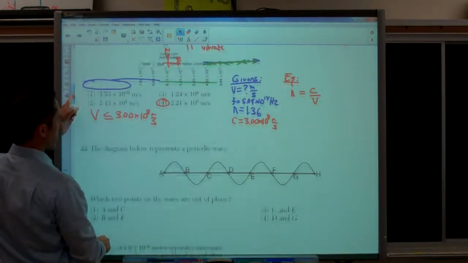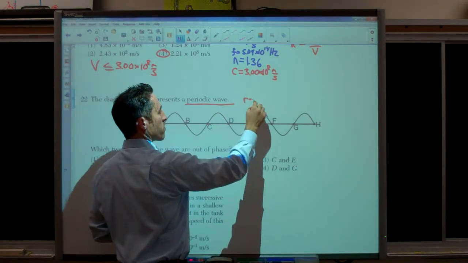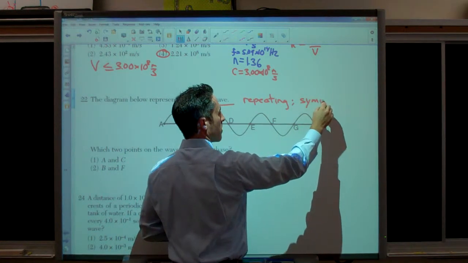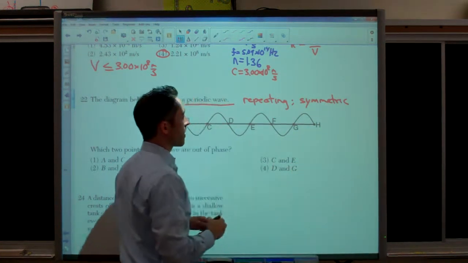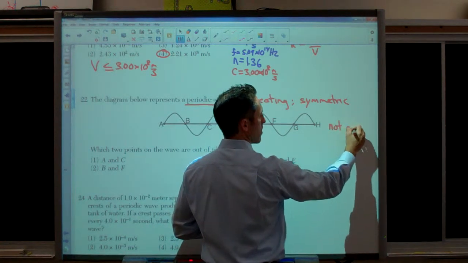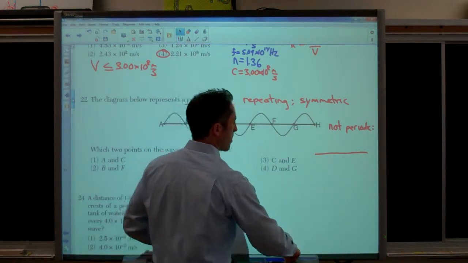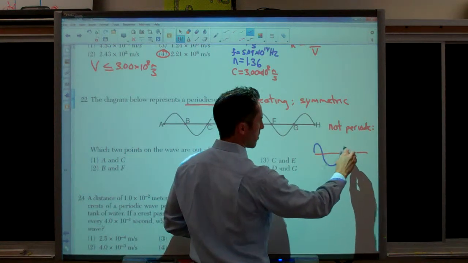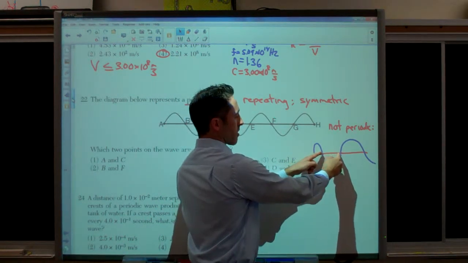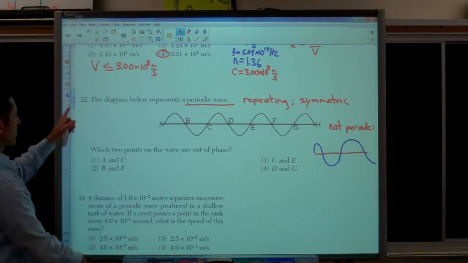So a periodic wave. Periodic, you do have to know the word. Periodic means it's repeating, and it also means that it's symmetric. Here's an example of a repeating wave that is not periodic, because it is not symmetric. So here's your axis. This is not a periodic wave. You notice the spacing is increasing. So that is not a symmetric, not a periodic wave. Anyway, let's come back over here.